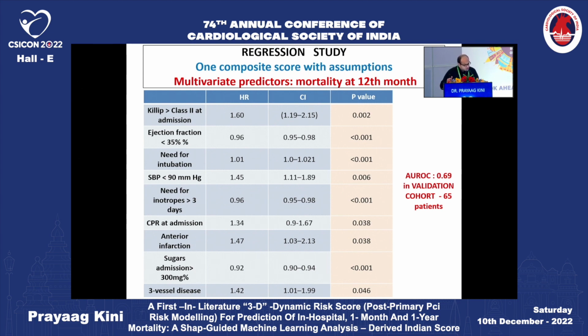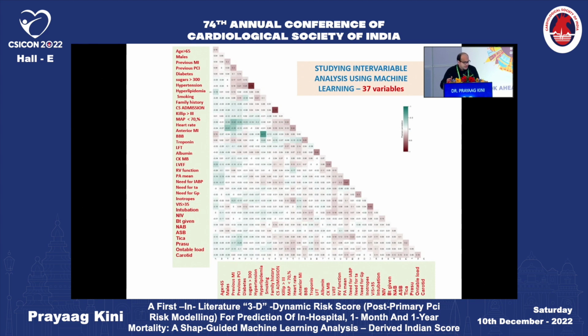Anterior infarction, sugars more than 300, all of them were significantly positive with a p-value of less than 0.05, quite significant at 0.001 in many cases. And with this, we got an area under curve of 0.69 in the validation cohort of 65 patients. Now this is ML analysis. This is basically like pitting all of the 35 variables against all of the 37 variables against each other, because this sees the intervariate relationship.